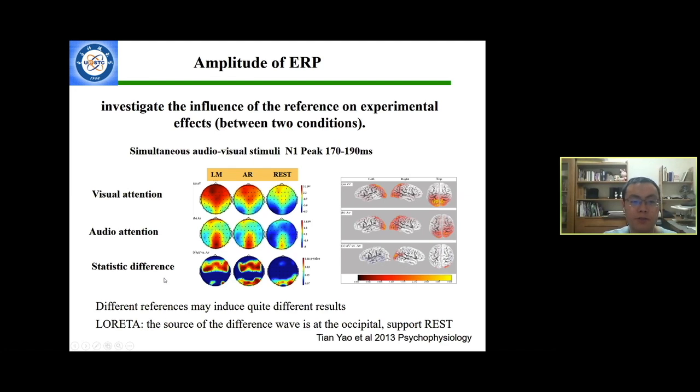Also, in this paper, they use a dipole fitting method to locate the sources of the ERPs and get results. We can show that the different waves are located in the occipital regions, and we can see that the source of the different wave is at the occipital and supports the results of REST.